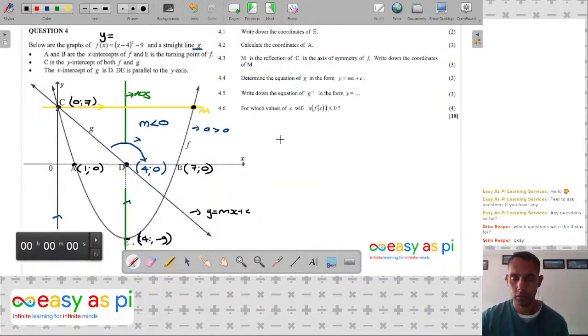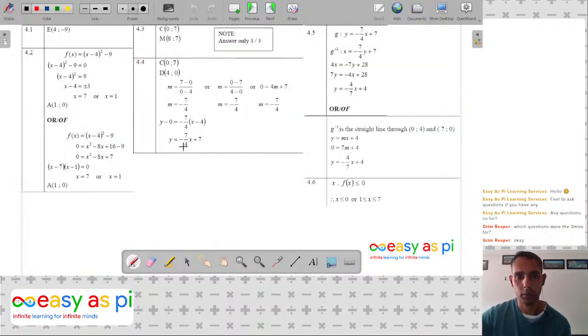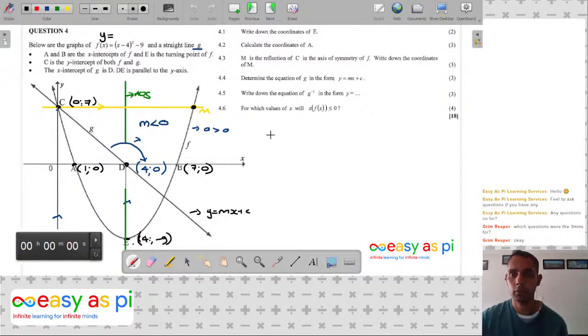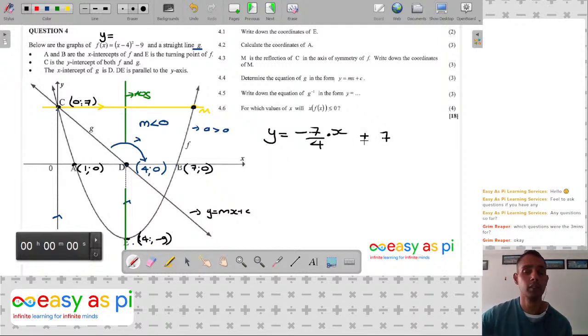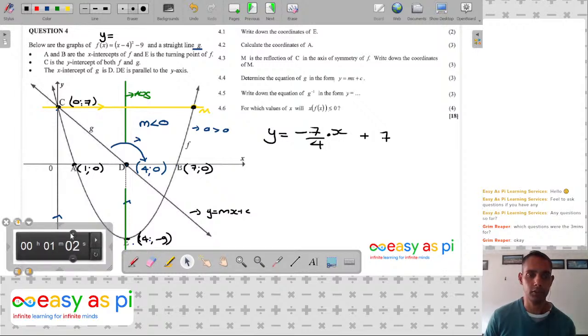Now what I'm going to do is, let's just rewrite our equation. So we know y is equal to minus 7 over 4 times x plus 7. That's going to be used to find the inverse. Just swap x and y and then make y the subject of the formula. And then for which values of x will x times f of x be less than or equal to 0? So we'll discuss that once you find the inverse. I'm going to give you roughly about 90 seconds to find the inverse. And then we will discuss the last question. Ready and go.